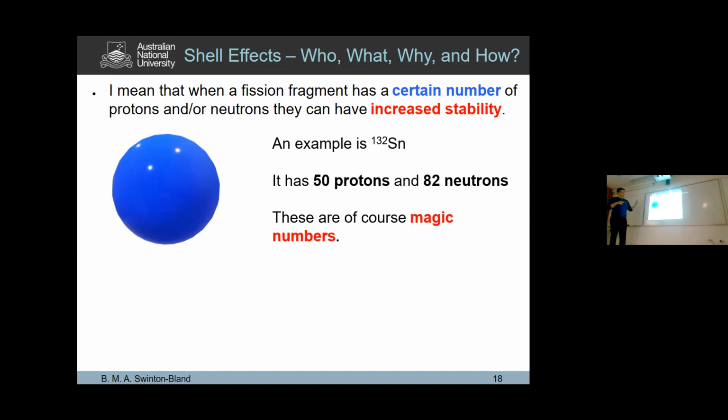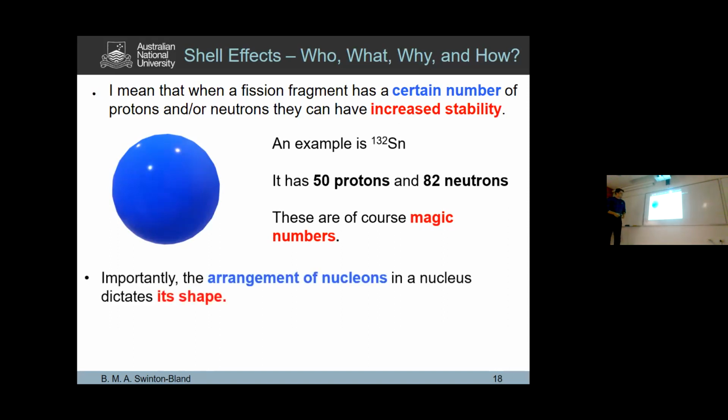Anyway, so the point is that with the proton numbers being full magic shells, there is an increased stability of the nucleus, such as here. And importantly, the arrangement of neutrons in the nucleus determines its shape. So shape is important, and I'll come back to that in a minute, as when we think about how the fissioning nucleus can break apart.